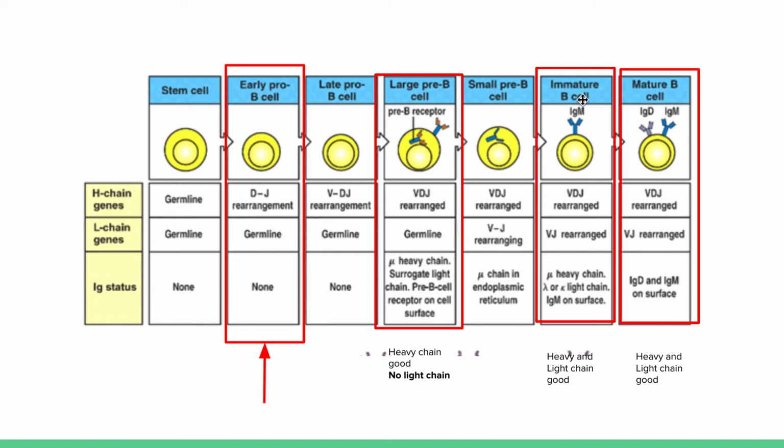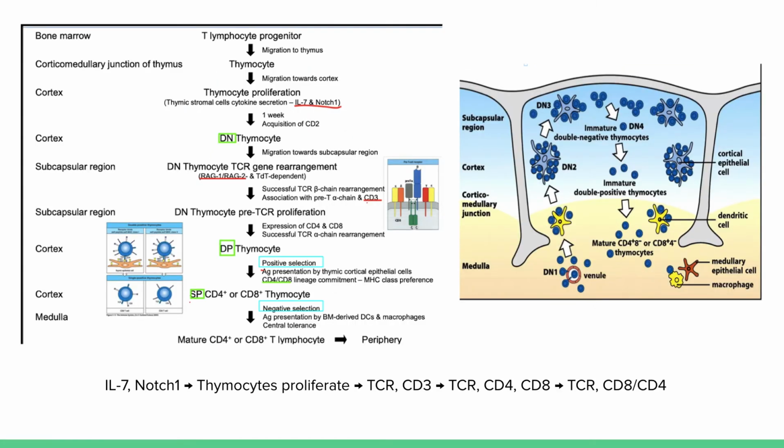This progresses into an immature B cell. This is an important stage because now you have VDJ heavy chain rearranged fully, light chain rearranged fully. And now you also start to express IgM on the surface. And then finally, it's a mature B cell where you express both IgM and IgD on the surface. Okay, so make sure you know these, at least focus on the ones that are circled in red. I think they're more tested.